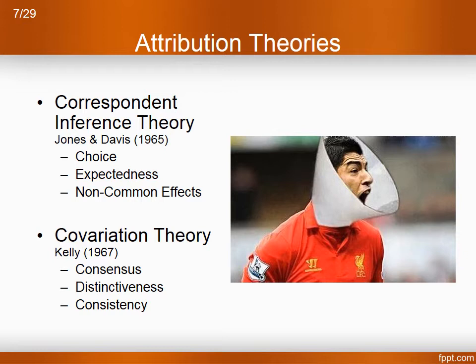Kelly says that we look at consensus, distinctiveness and consistency. Consensus, do lots of others exhibit the same behaviour? Well, that's similar to expectedness. Do other people do this? The answer is no. Distinctiveness, does this individual behave the same way in different situations? Well, generally not. It's something he only does on the football pitch. I've never heard any reports of him biting people off the football pitch.